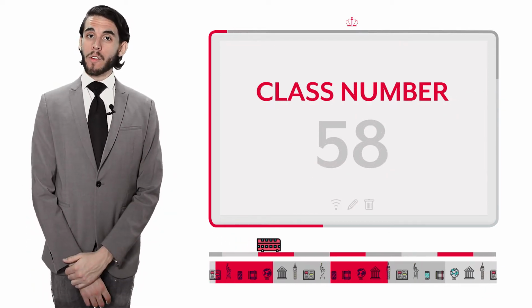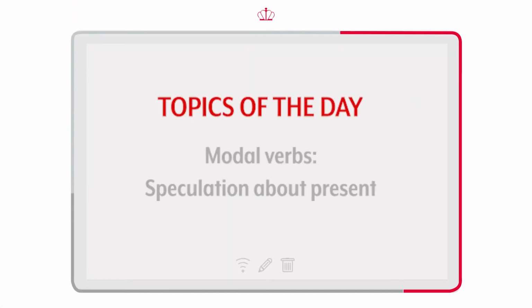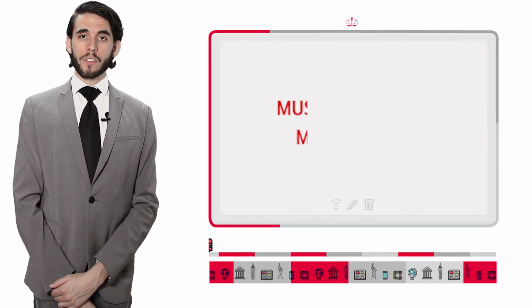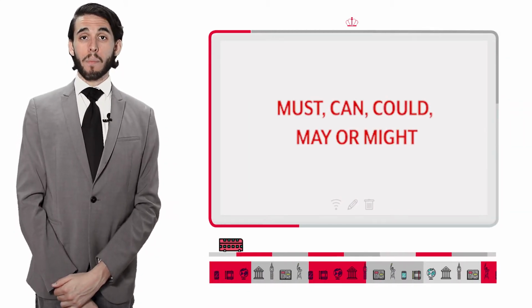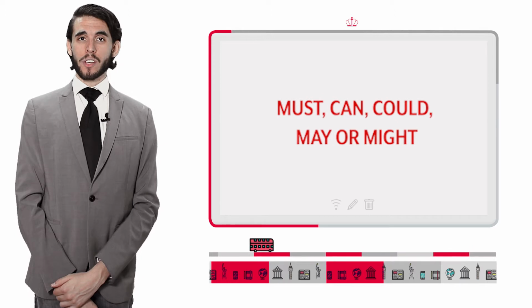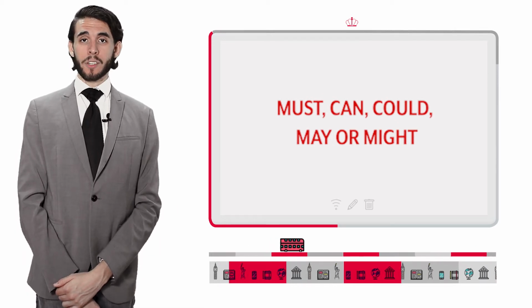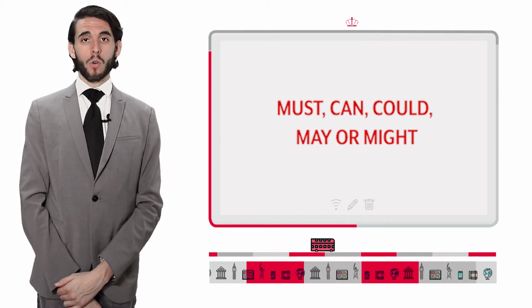The topics we will be reviewing today are some modal verbs such as must, can, could, may or might, which are used to express judgment about the probability that a particular situation will occur or not.